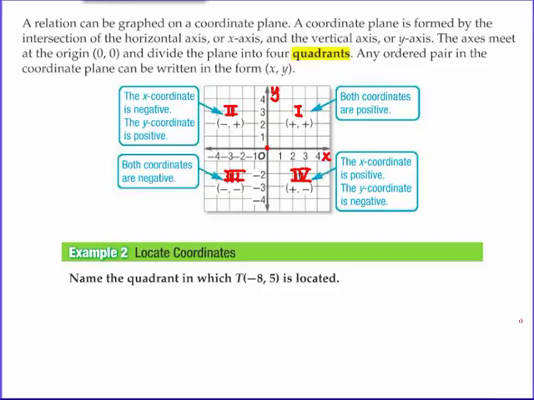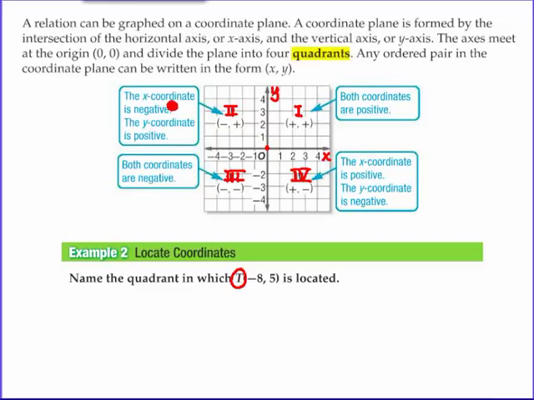It says name the quadrant in which the point is located. Notice we always symbolize a point with a capital letter that's italicized. So this is point T. It's going to be located at the point negative 8, 5. So negative 8, 5, from my origin, where am I going to go? Left, how many? 8, and then what am I going to do? Up 5, so it's going to be located somewhere here, right?